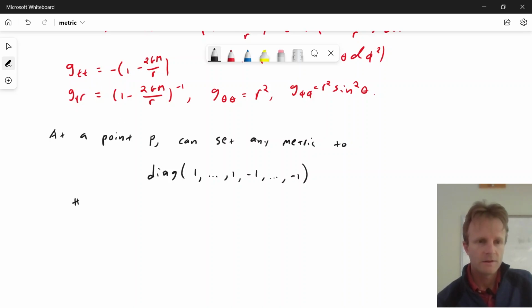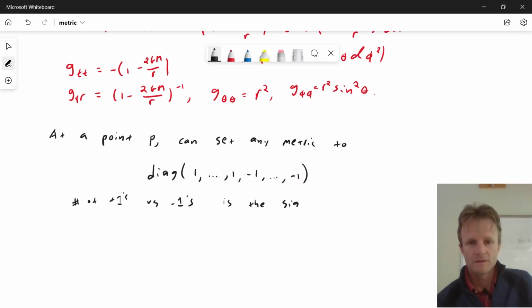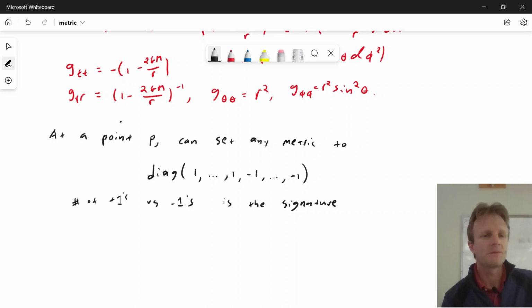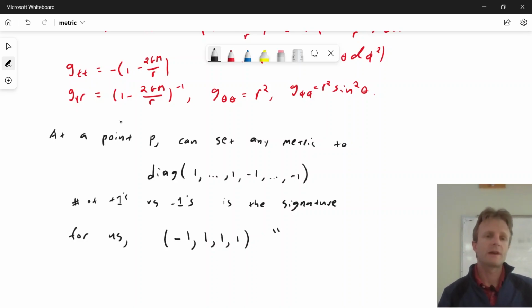So the number of plus 1s versus minus 1s is the signature. You could give that by specifying 2 numbers, or sometimes people specify the difference between them. In our case, the signature is always going to be minus 1, 1, 1, 1, just like the Minkowski metric. So the Minkowski metric, everywhere in space, in a Lorentz frame, the components are diagonal minus 1, 1, 1, 1.